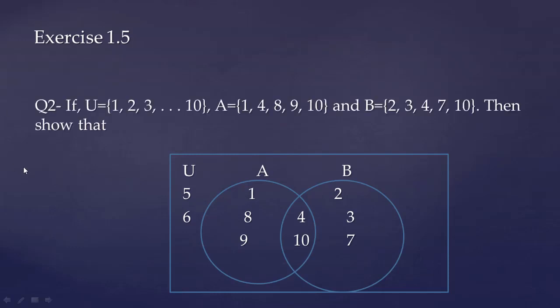Question number 2. We are given set U for the universal set which is 1, 2, 3 up to 10, and set A contains the elements 1, 4, 8, 9, 10, and set B contains 2, 3, 4, 7 and 10. Then show that A difference B is not equal to B difference A.